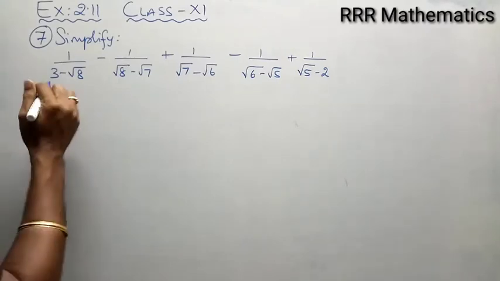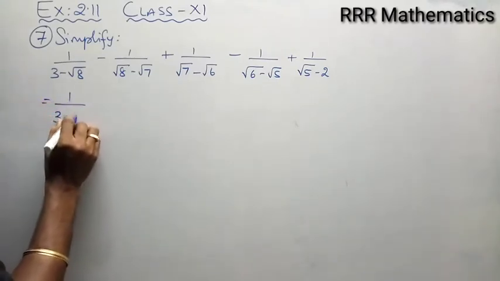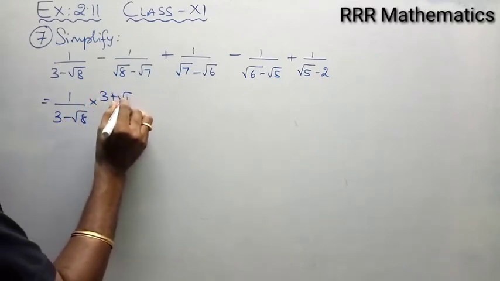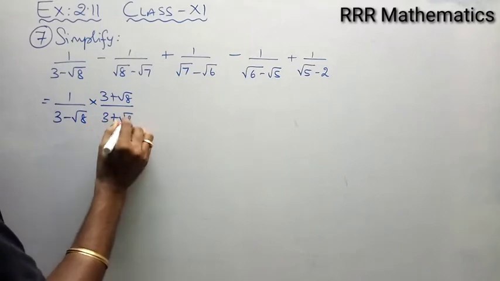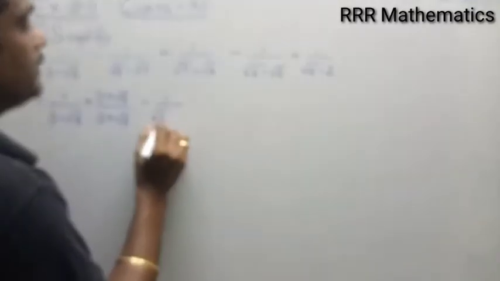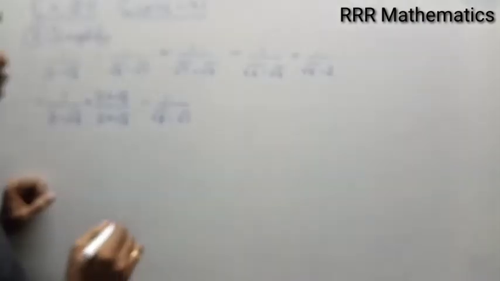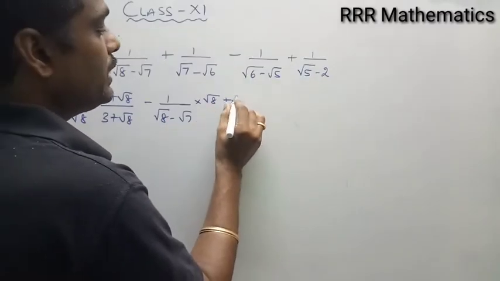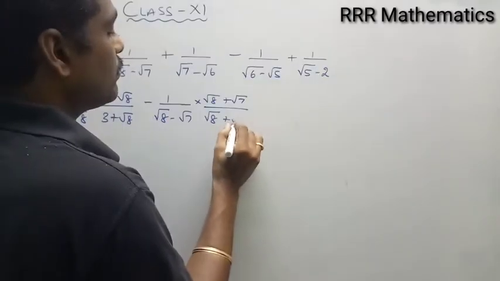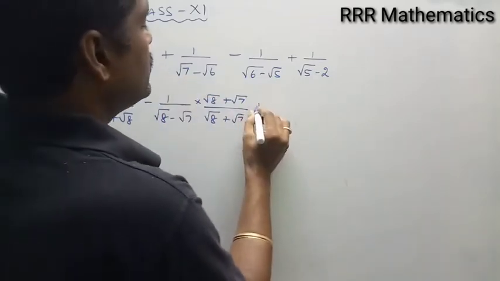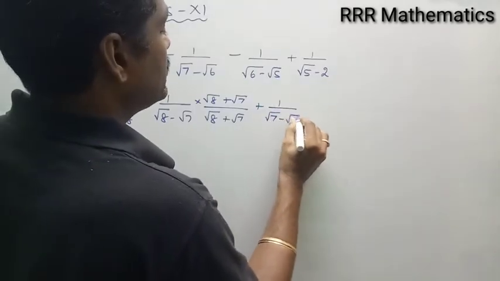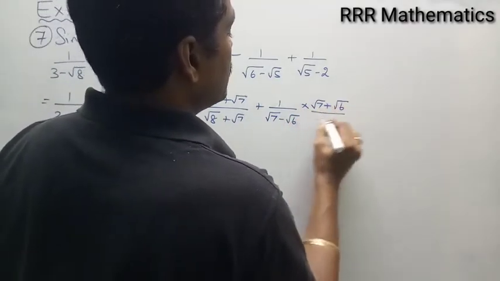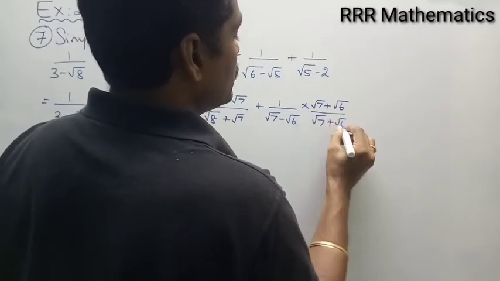Okay, so the very first term I have is 1 by 3 minus root 8. Multiply and divide by the conjugate. The conjugate of 3 minus root 8 is 3 plus root 8. For the second term I have root 8 minus root 7. To rationalize the denominator, multiply and divide by the conjugate. The conjugate of root 8 minus root 7 is root 8 plus root 7. For the third term I have 1 by root 7 minus root 6. Multiply and divide by the conjugate, which is root 7 plus root 6.